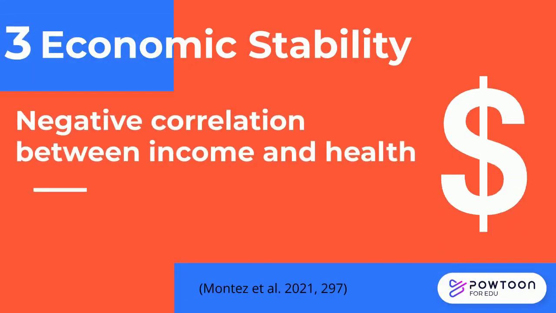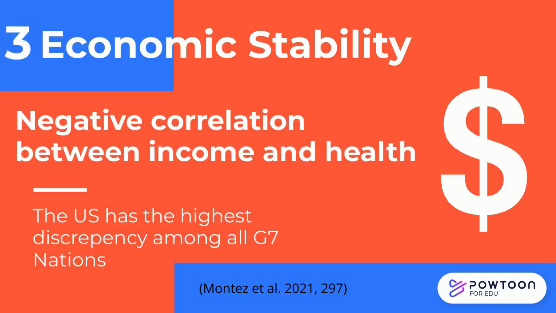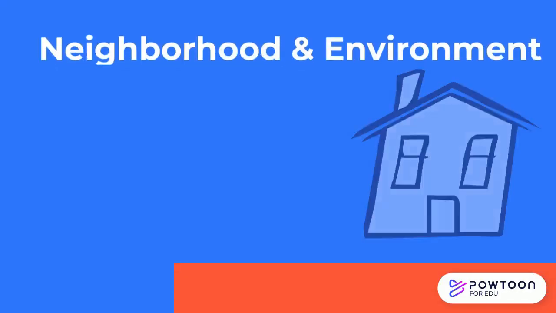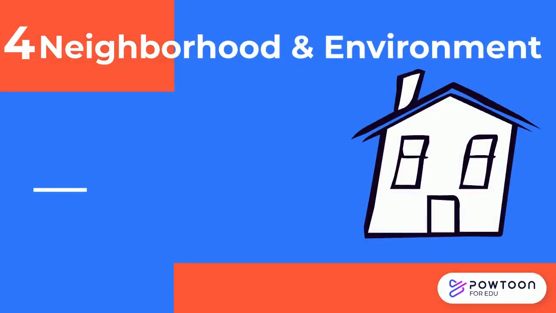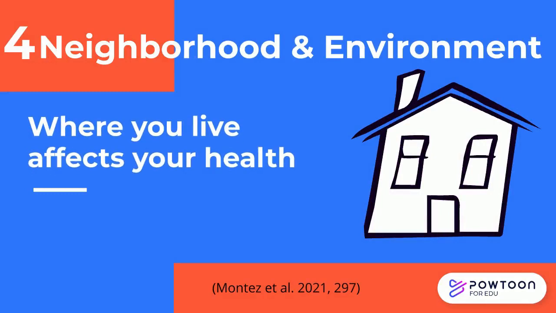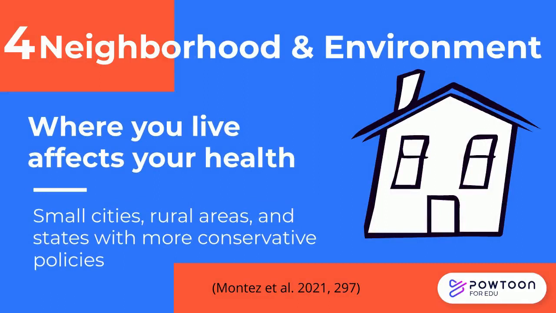3. Economic stability. There is a negative correlation between income inequality and population health. In the U.S., this began in the 70s and is now the highest among G7 nations. 4. Neighborhood and environment. Healthcare outcome trends are unfavorable in cities, and small cities specifically, and rural areas. This is especially true in states with increasingly conservative policies.